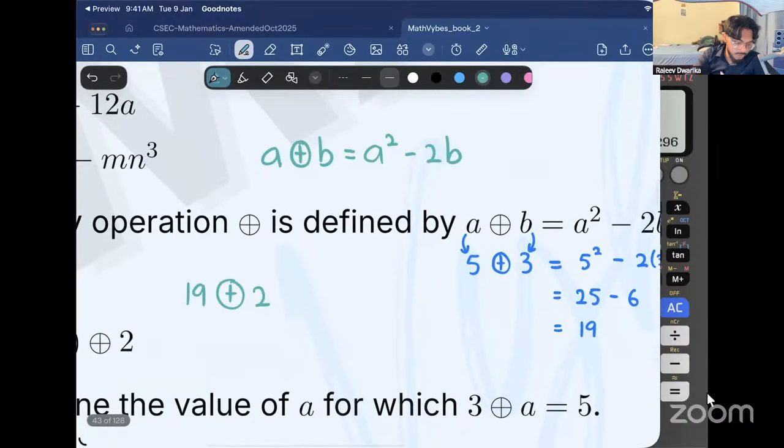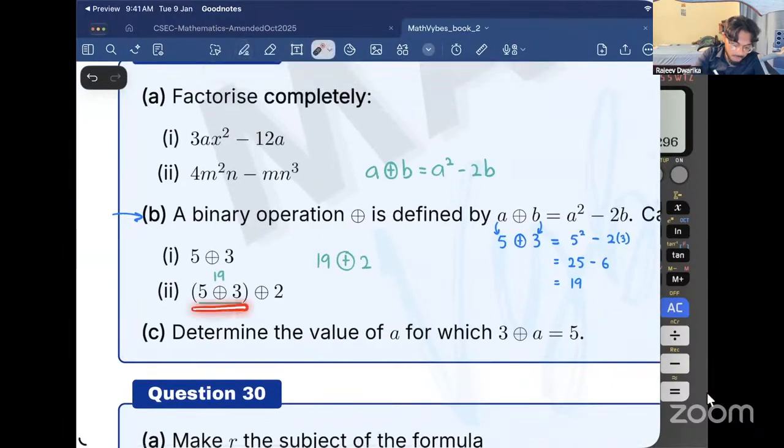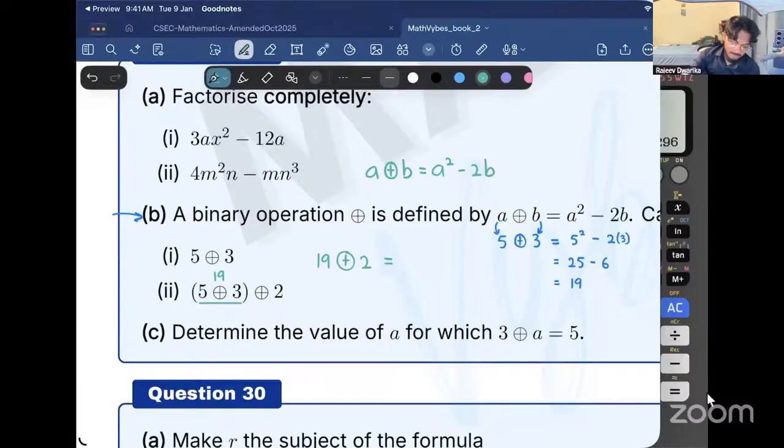So our question was originally 5 plus circle 3 plus circle 2. You work brackets first. In the last part, we found 5 plus circle 3, and that was 19. So the problem boils down to 19 plus circle 2. And you're going to remember that this is the operation. So what should I do to evaluate or calculate it? You could do it. So how am I going to find 19 plus circle 2?